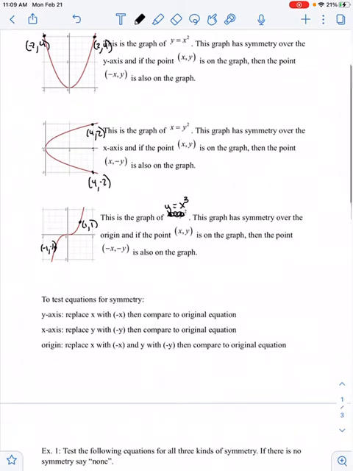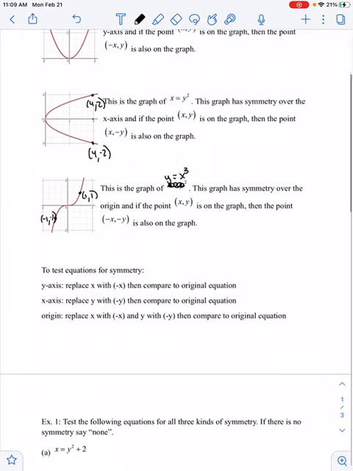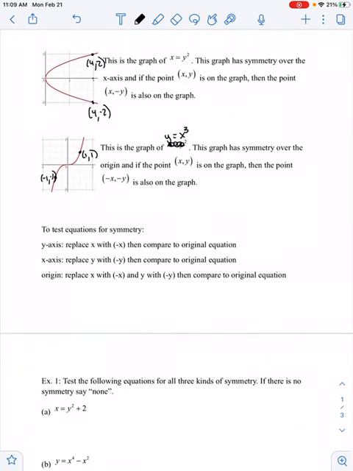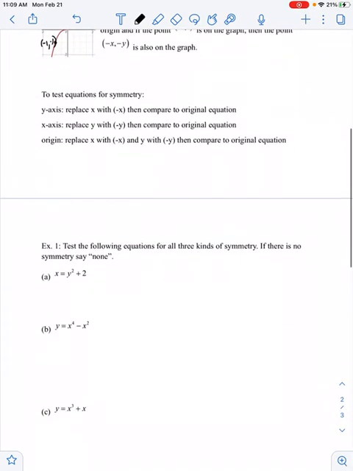But for an equation, since you can't look at the graph and tell if it has symmetry, we have different ways of finding each symmetry. For y-axis, we're going to put a negative x in for every x in the equation, and if it matches the original, then it has y-axis symmetry. For x-axis, we put a negative y in for the y, and if it matches the original, it has x-axis symmetry. For origin, you put in negative x and negative y, and it should equal the original to have origin symmetry. So let's do a couple examples and state if there is symmetry or none.